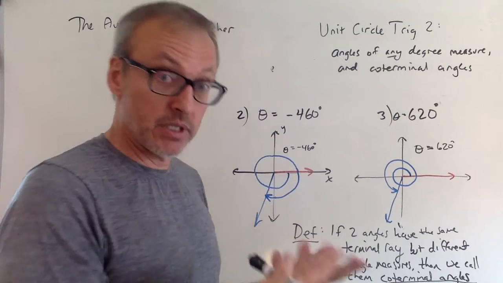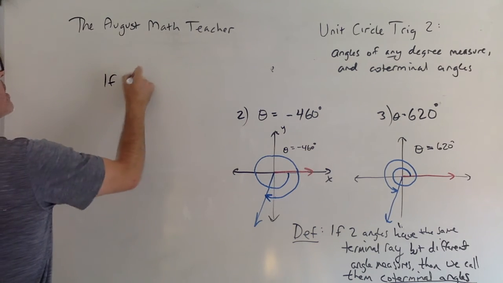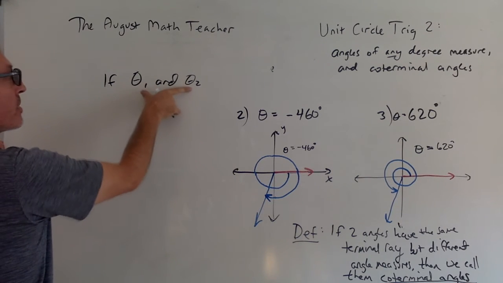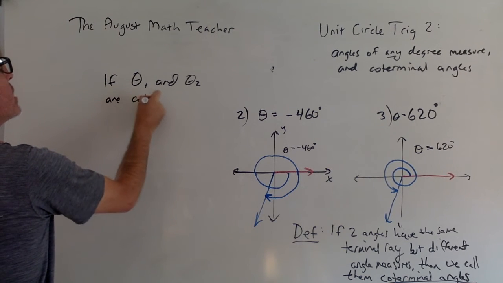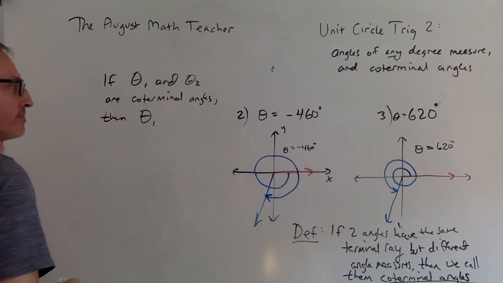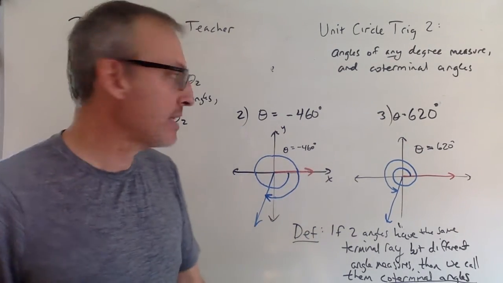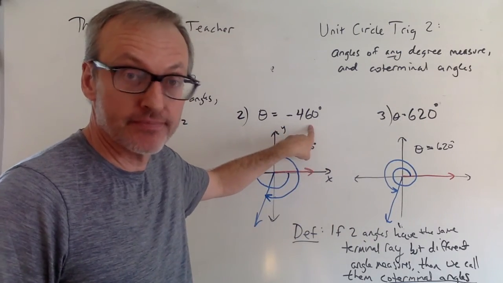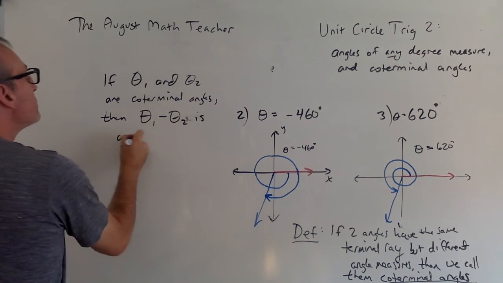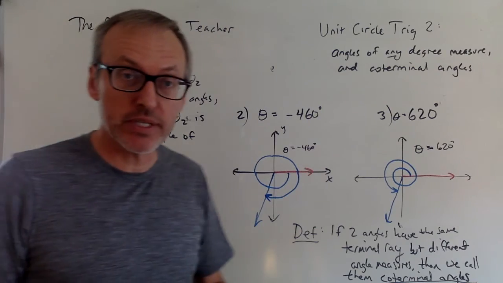And so, to cut to the chase here, the idea is if theta 1 and theta 2, so I'm putting subscripts here to distinguish them from each other, this is just two different angles, if they are coterminal angles, then if you take the numerical value of theta 1 and subtract it from the numerical value of theta 2, if you find the difference between them, like 620 minus negative 460, then you're going to get something that is a multiple of 360. It's a multiple of 360 degrees.